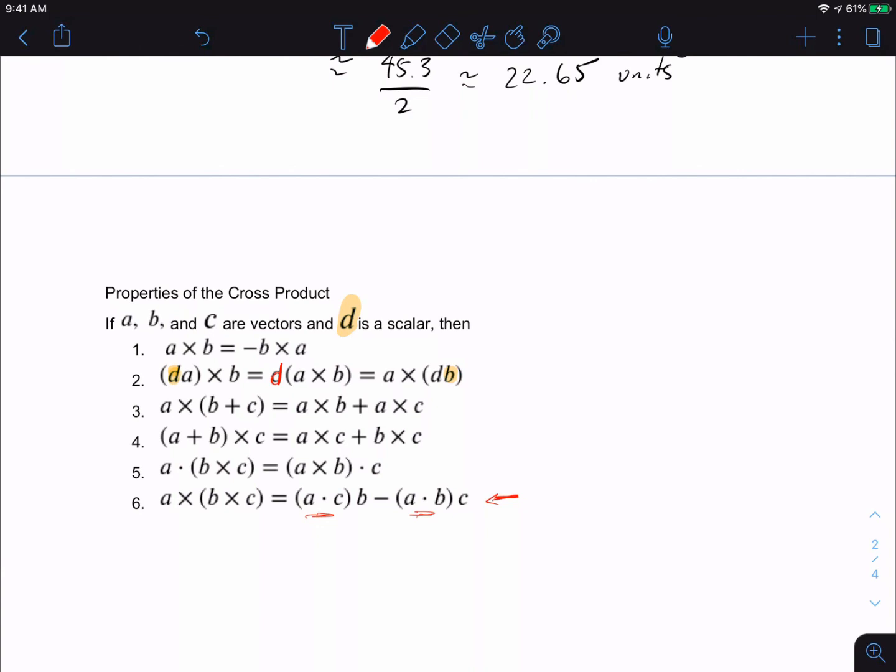Ooh, and in number 1, I want you to notice something. The way the cross product works is, if I have A cross B, to go to B cross A, I need to do a negation because direction matters, right? That's really important that we know and understand. So please make sure to pay attention to these rules.